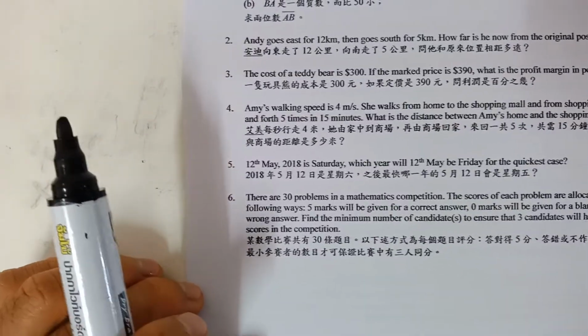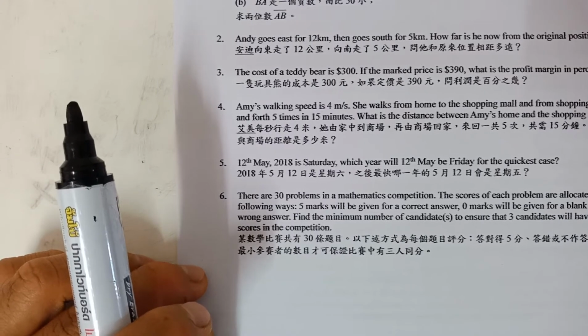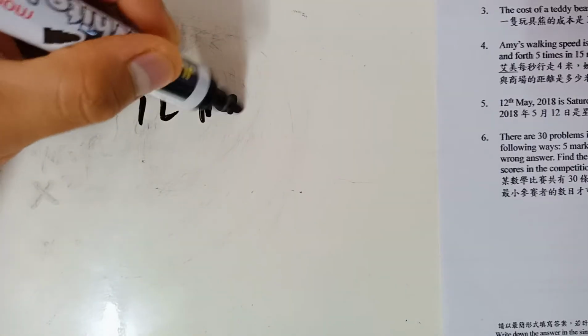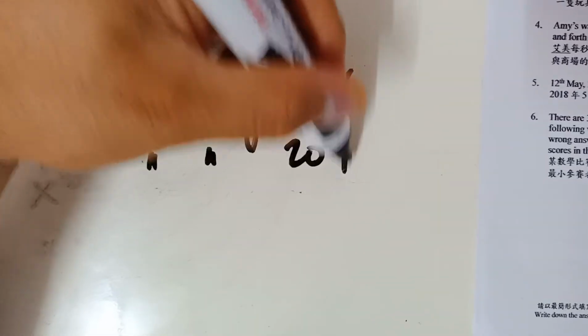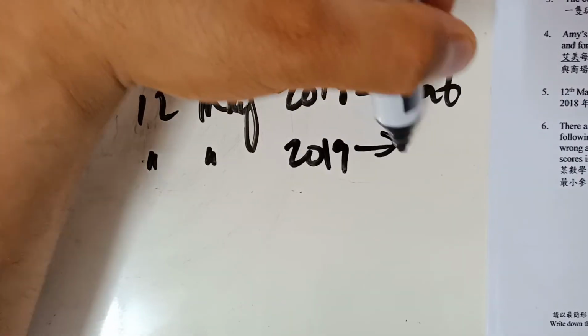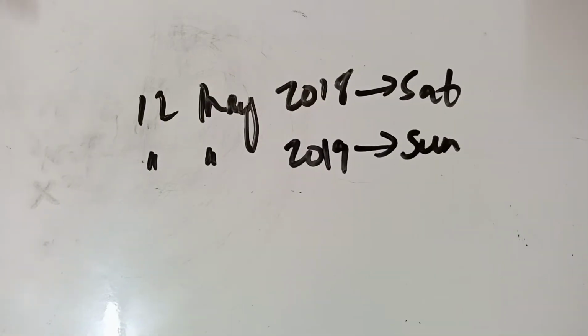Okay, so 12th May 2018 is Saturday. It means this is Saturday. The 12 May 2019 will be Sunday. Okay, because 2018 is not a leap year. By the way, the leap years for convenience is every 4 years. And 2000 is a leap year, so you just count from 2000 and add 4 years. So 2000, 2004, 2008, 12, 16, those are leap years. And this year is also a leap year.